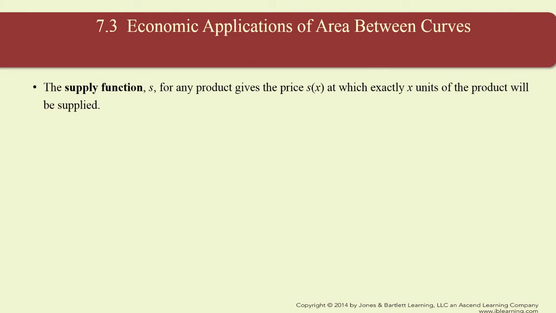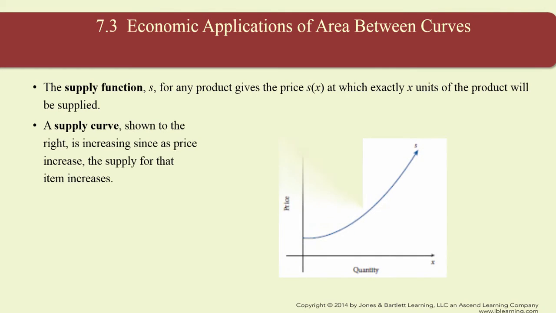So now we're going to switch gears and look at things from the producer standpoint. Producers have a special function called the supply function. The supply function, S, for any product gives the price, S of x, at which exactly x units of the product will be supplied. Here's the graph of a typical supply curve.